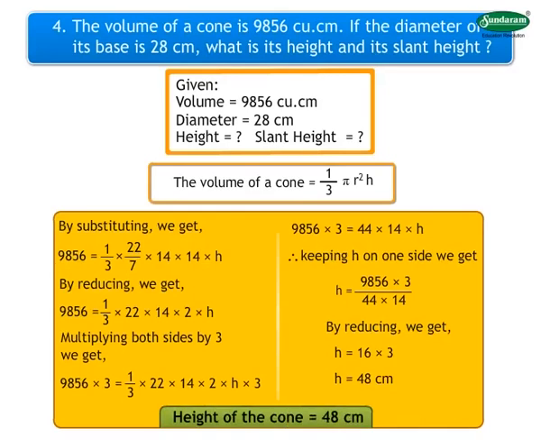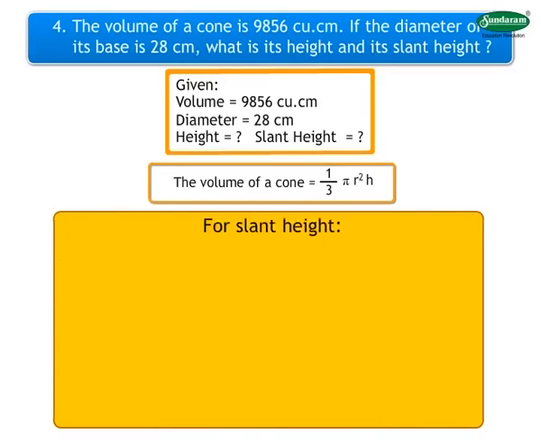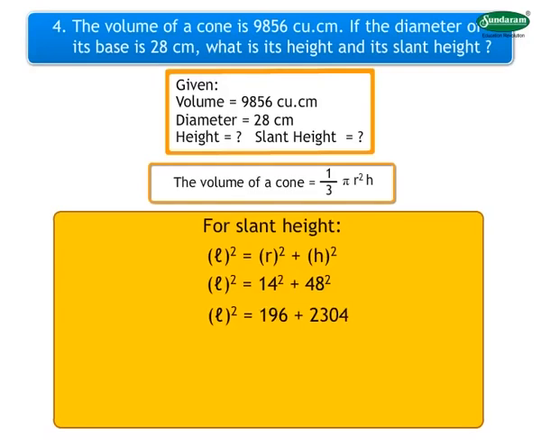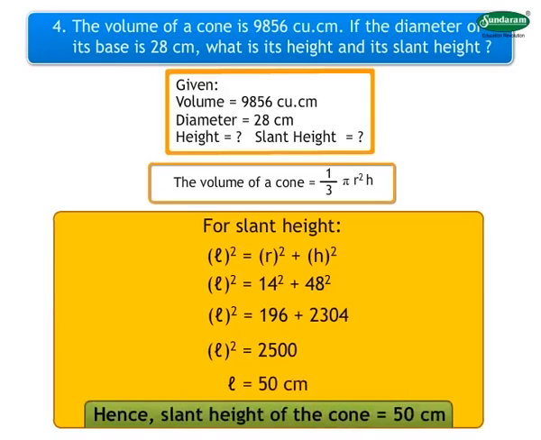We have also been told to find the slant height. So, we shall substitute the Pythagoras theorem. Slant height square, which means the hypotenuse of a right-angled triangle, is equal to the radius square plus the normal height square, which means slant height square is equal to 14 square plus 48 square. Hence, slant height square is equal to 196 plus 2304, which is equal to 2500. Now taking square root, we get 50 centimeter. Hence, slant height of the cone is equal to 50 centimeter.